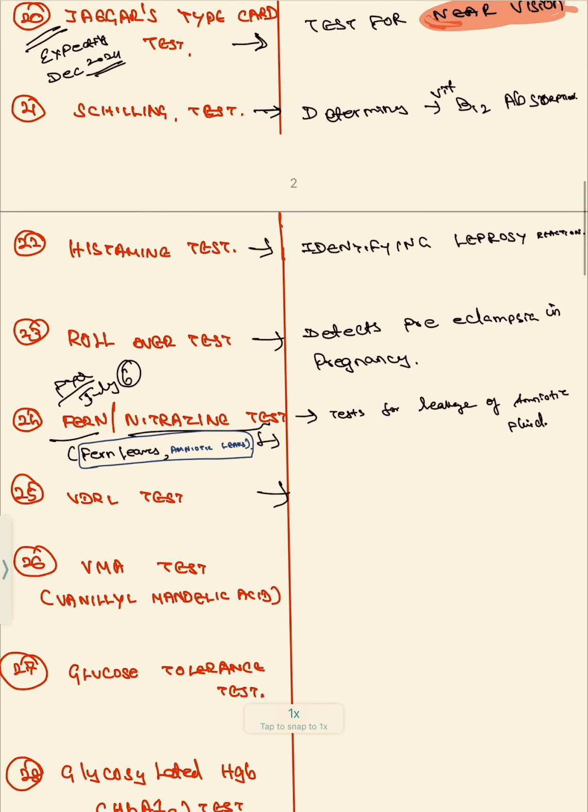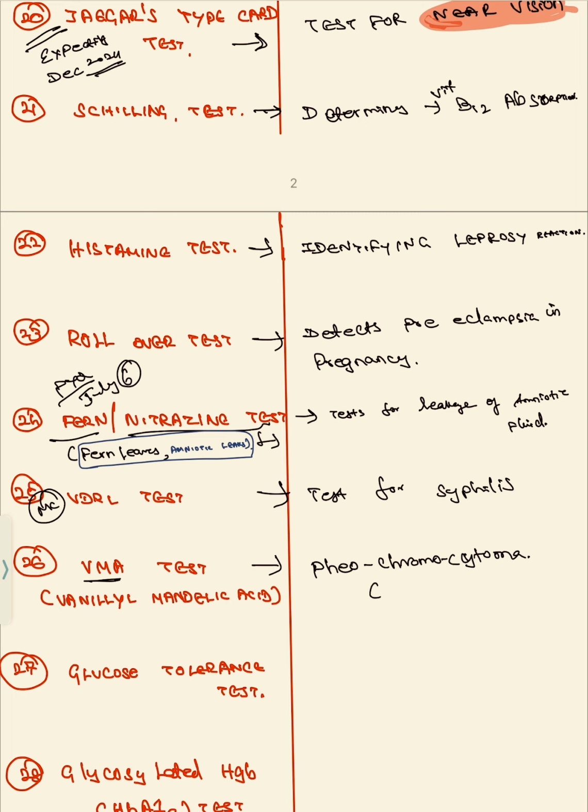VDRL test, the most common one. Test for syphilis. VMA, vanillylmandelic acid test. Test for pheochromocytoma. We can see this test for the adrenal tumor. Pheochromocytoma in adrenal tumor.